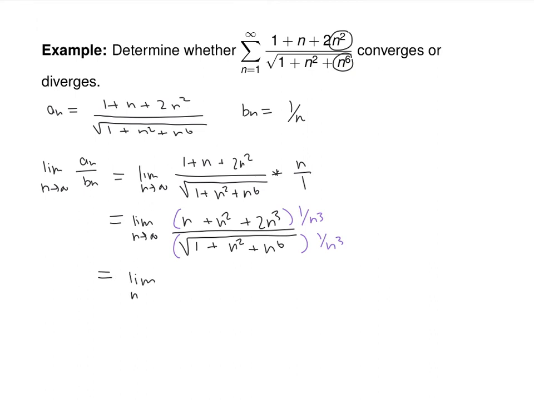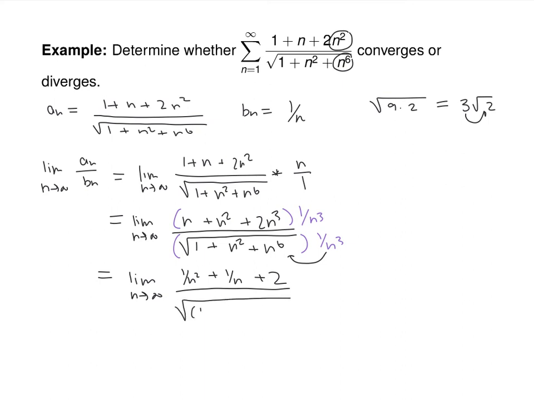You've got the limit as n goes to infinity of 1 over n squared plus 1 over n plus 2. Now let's think about what happens with square roots. If you have, say, the square root of 9 times 2, when that 9 comes out, it gets rooted. So if I wanted to put it back in, I would have to square it. So when this 1 over n cubed goes back inside of that root sign, it gets squared, and it becomes 1 over n to the 6th.